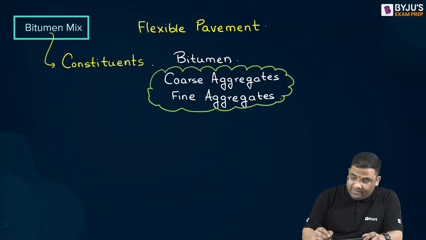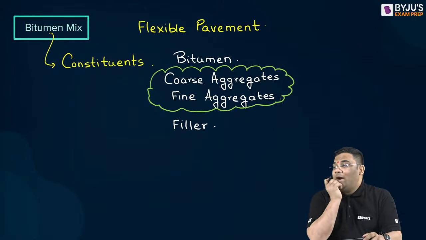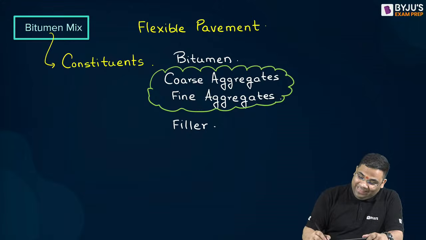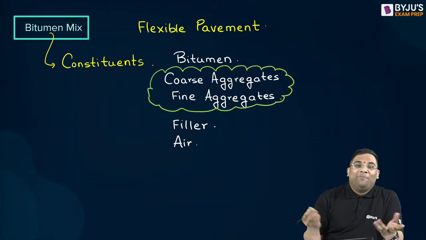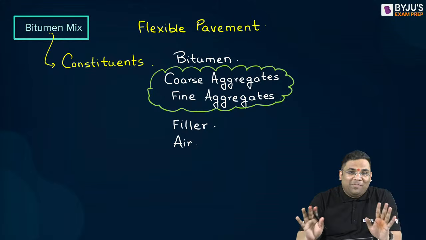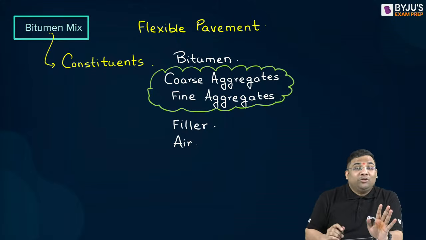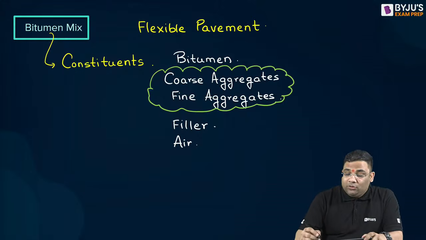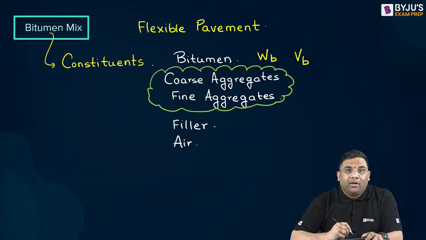And we will not want any air, but there will be some air, right? We don't add the air, but air will be by default present. So all these constituents will be there. Now I'll be giving different notations to them. So this bitumen has a weight of WB and it will have a volume of VB, right?